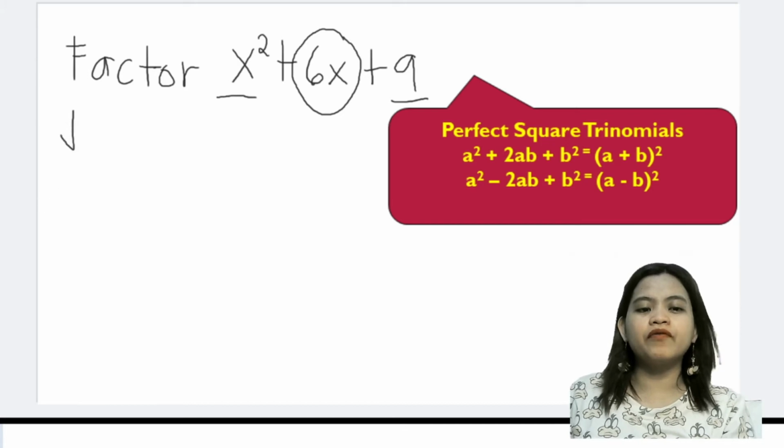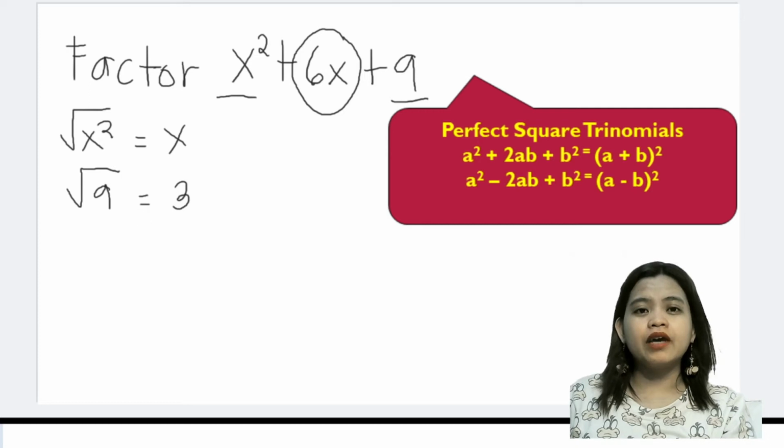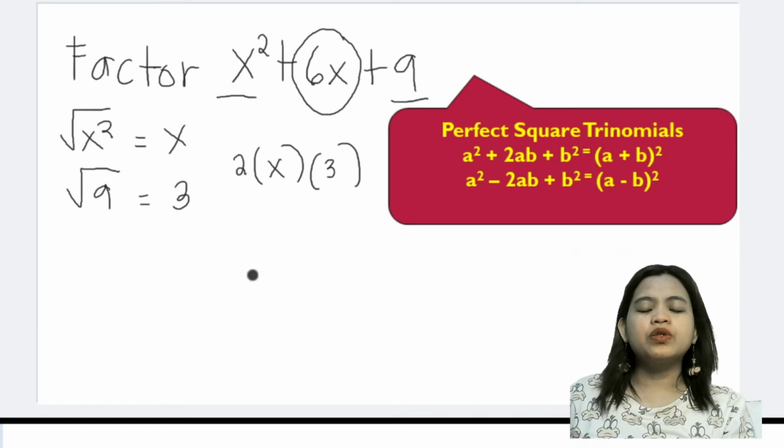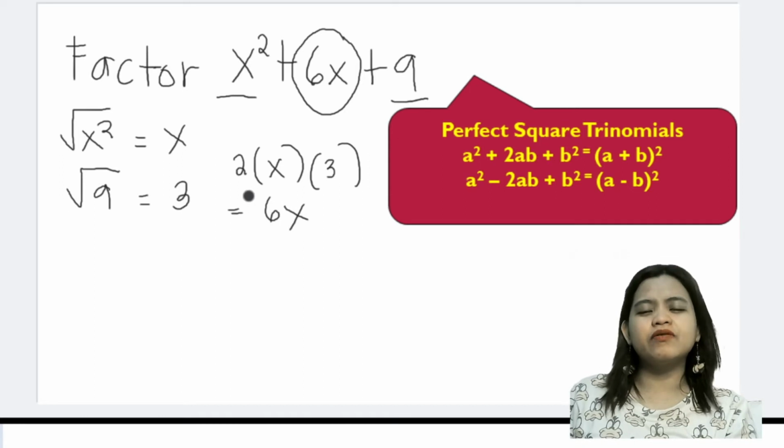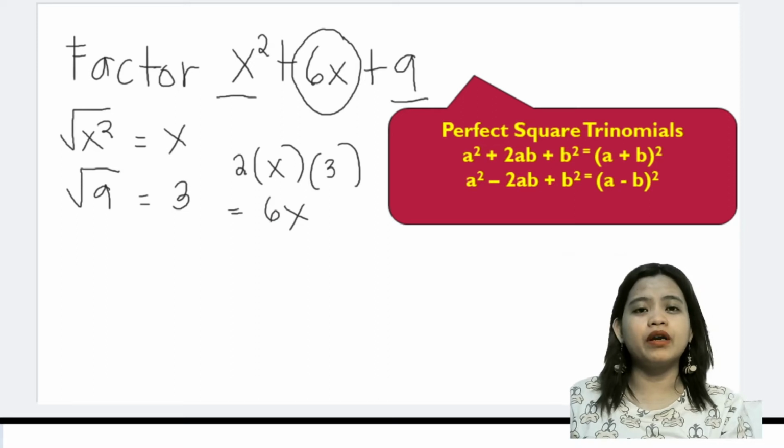First, we get the root of the first term. What is the square root of the first term? Square root of x squared is x. What is the square root of the last term? Square root of 9 is 3. Let's check if twice the product of the first and the last term is same with the middle term given in the given trinomial. Now, we have twice the product of the first and the last term. So, 2 times x times 3 is equal to 6x. Since nasatisfy na natin yung two conditions, we can say that the given trinomial is a perfect square trinomial.